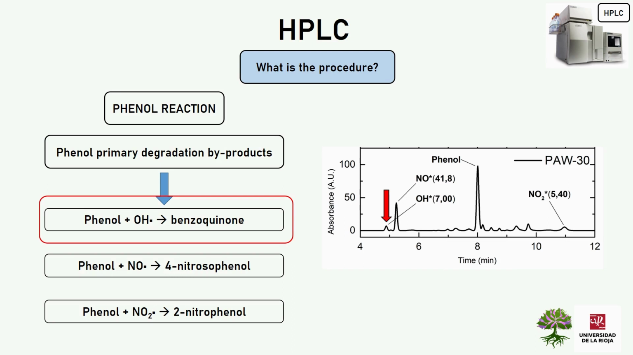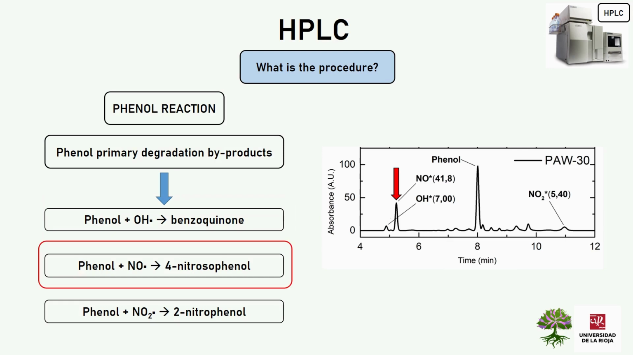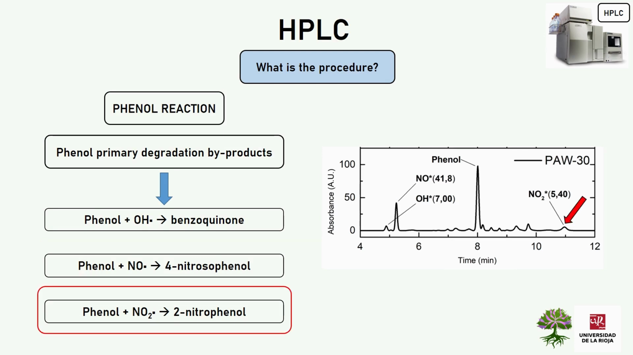This one is the product after the phenol plus OH radical reaction. This second one is after the reaction of phenol plus NO radical. And finally, the byproduct of the reaction of phenol with NO2 radical.